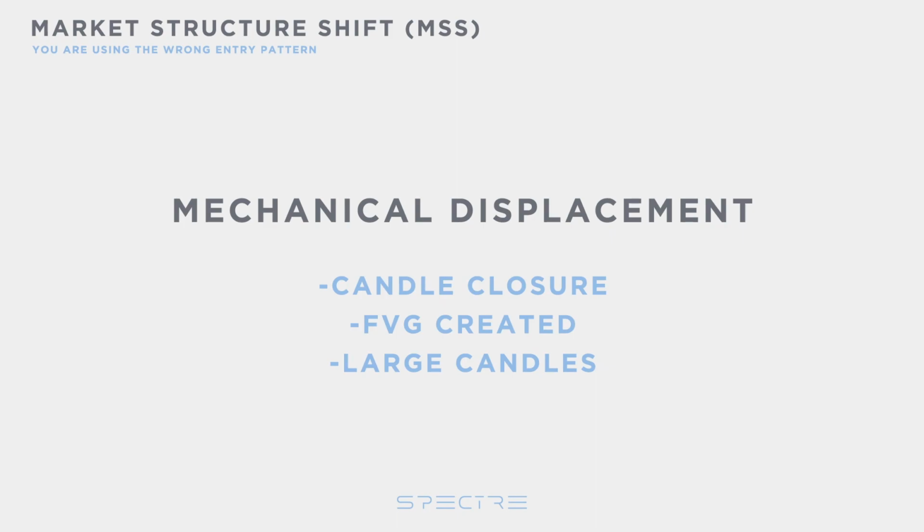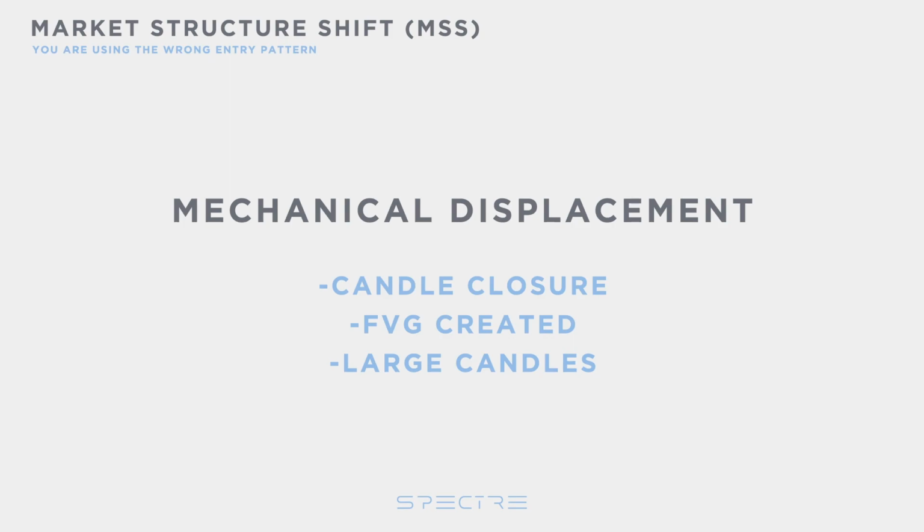Now the second component for mechanical displacement is to have an FVG created. So if we are bullish, we expect a bullish fair value gap to be created. And for the final step, we have large candles. What do I mean by large candles? When we are trading off of a bullish PD array, we want to see large bullish candles closing above old highs, right? This indicates that price is moving impulsively to our intended draw on liquidity. So those are the 3 important steps that I want you guys to look for when hunting for your market structure shifts. That's how you identify displacement, right?